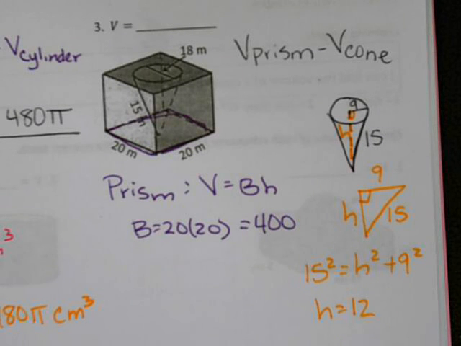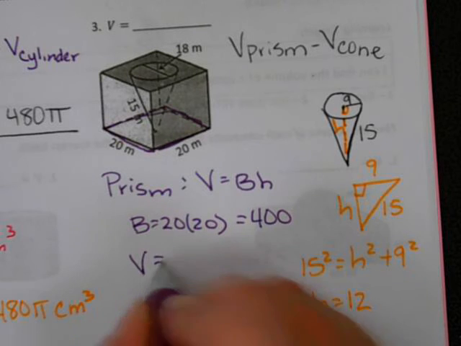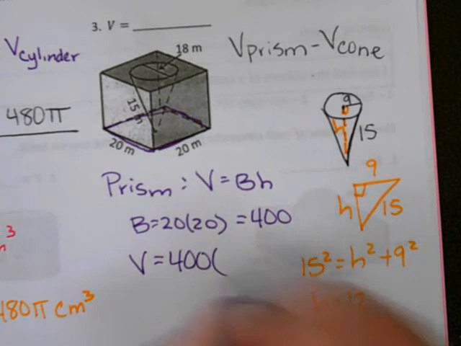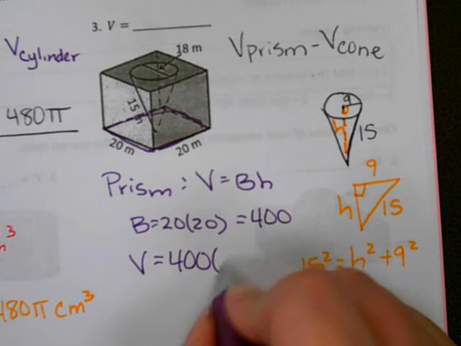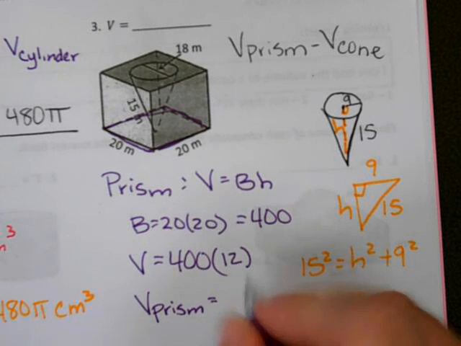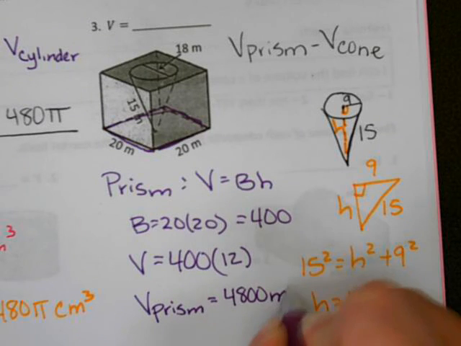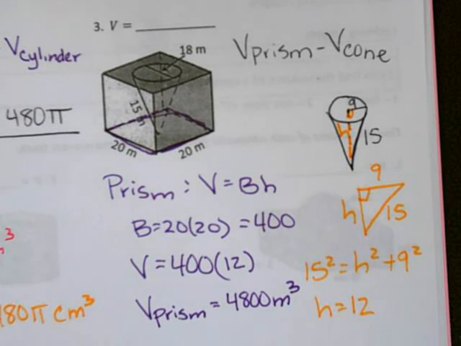My bad. Let's go back to the volume of our prism. So volume of our prism, we need the area of the base, that's the 400, times the height that we just found, so that's the 12. So the volume of our prism is going to be 4,800 meters cubed.